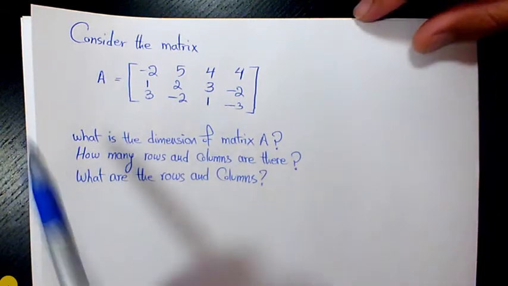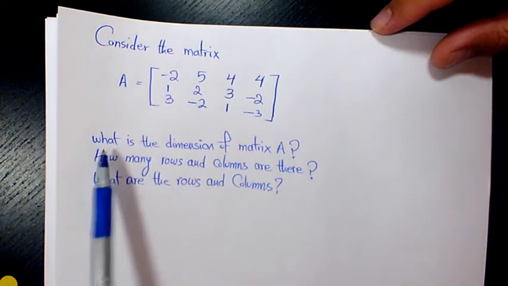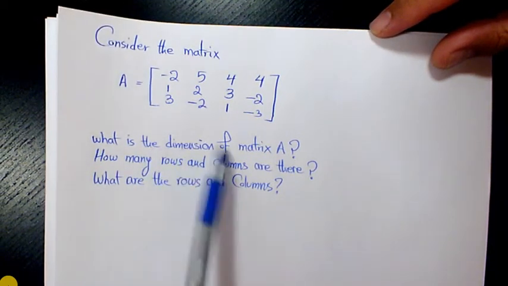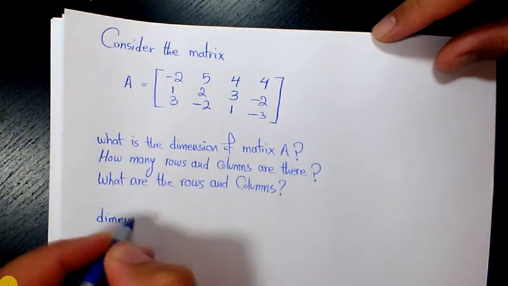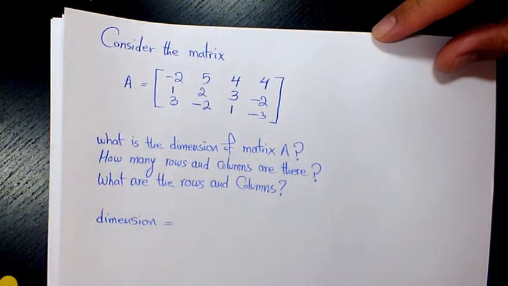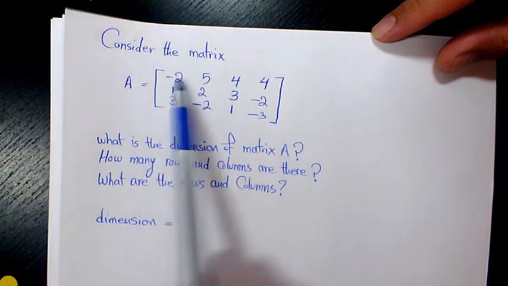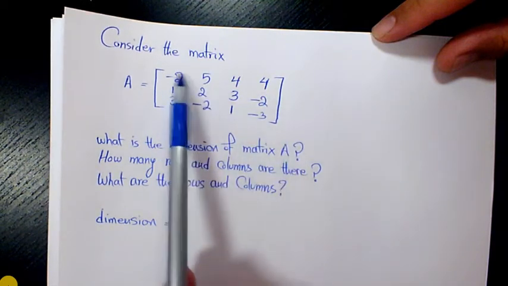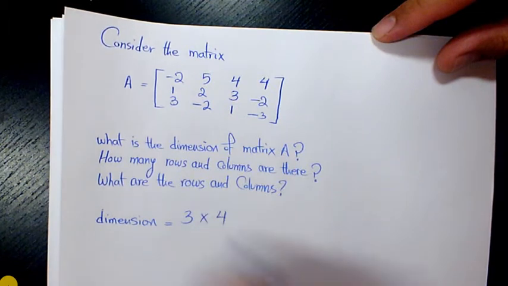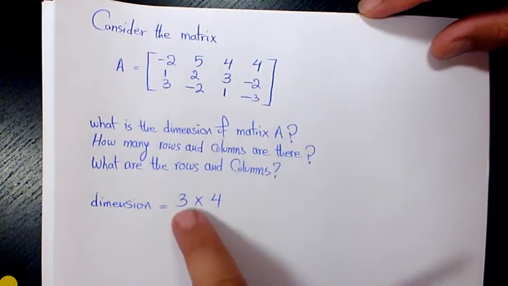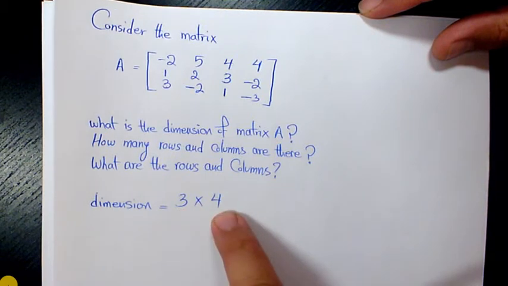The horizontal lines are called rows and the vertical lines are called columns. So in this example, we have the matrix A, and it asks what is the dimension of matrix A. When we are talking about dimension, it is basically shown by m times n, where m represents the number of rows and n represents the number of columns. So in this example, there are 3 rows and 4 columns. So the dimension of this matrix is 3 by 4: 3 number of rows, 4 number of columns.